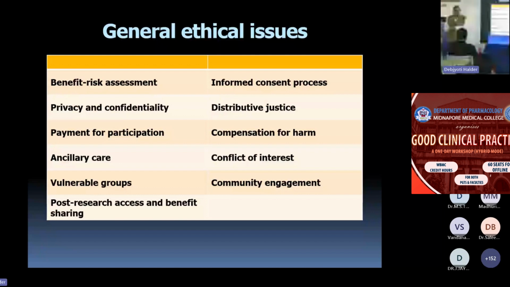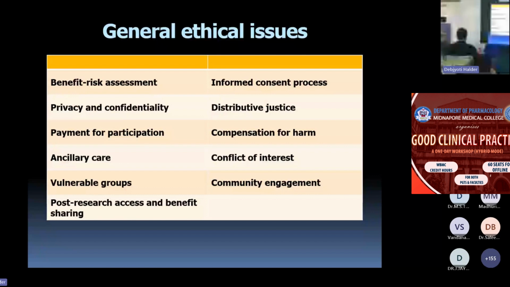So any group of participants who by dint of their age, gender, socioeconomic circumstances or clinical circumstances may not be able to exercise full autonomy, may not be in a position to take the best decisions by themselves, will be considered vulnerable. And the examples we have already stated.